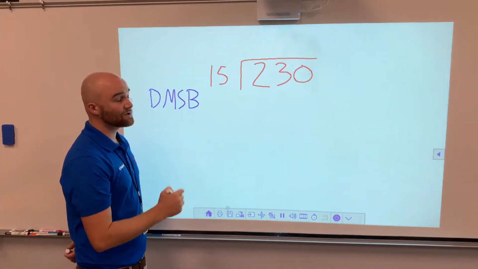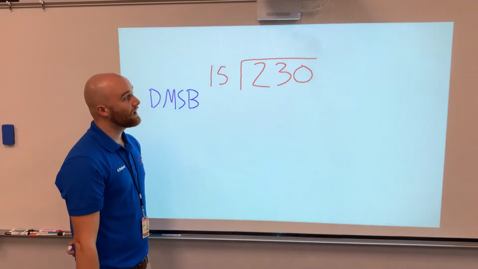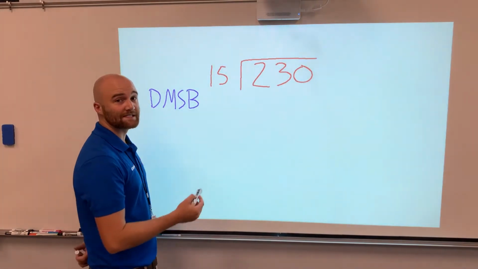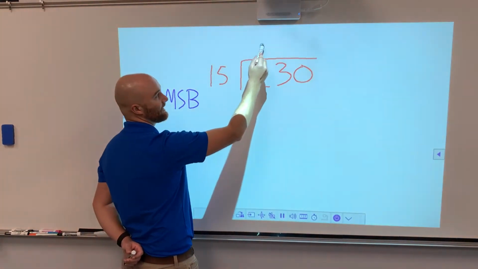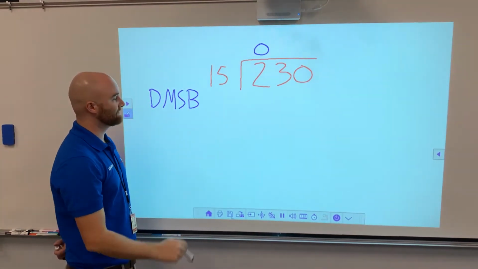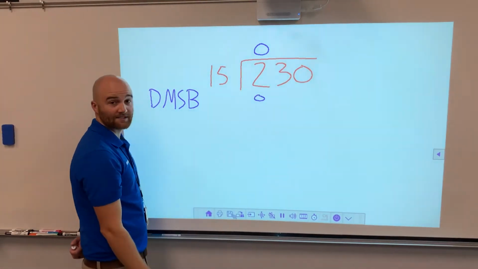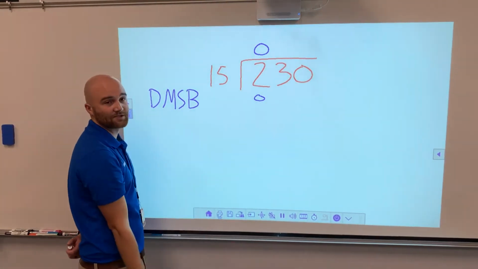So I'm going to put an X or a 0 up there. You'll see some people doing an X and some people doing a 0. I'm going to do a 0 just so that way it's easier for us to understand what's happening. I'm going to say 0 up here. It fits in there 0 times. Then I'll multiply. 15 times 0 gives me 0. Okay, it's not too big because 0 isn't bigger than 2.